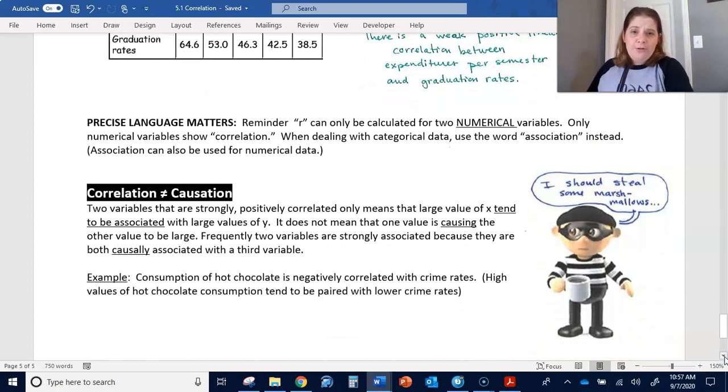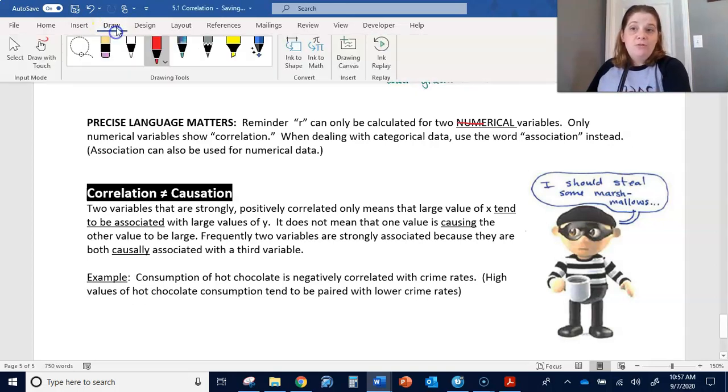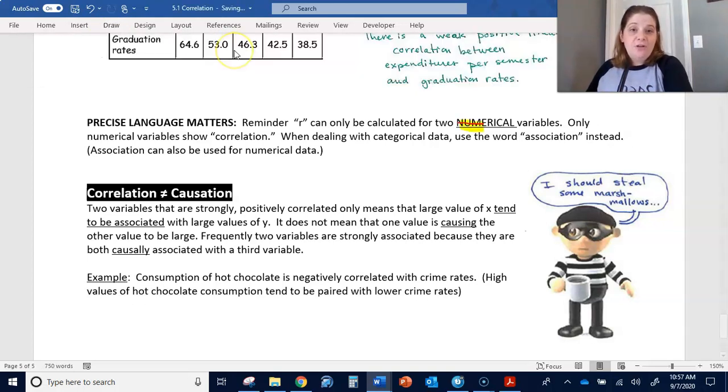Now, there is one thing you have to be really careful about. Precise language really matters. R can only be calculated for 2 numerical values. So if you're talking about favorite color and the number of cups of coffee you drank in a day, you can't do that, because we're talking about numerical variables. We're trying to show correlation.